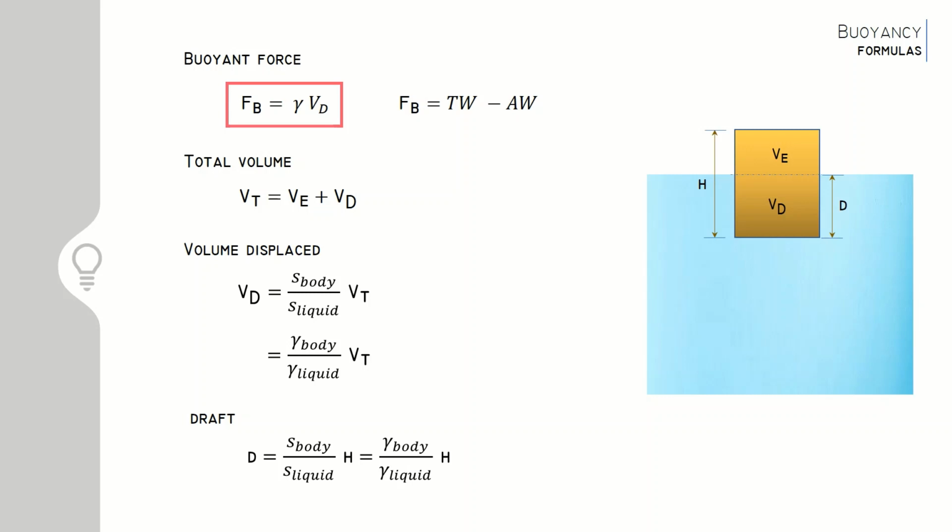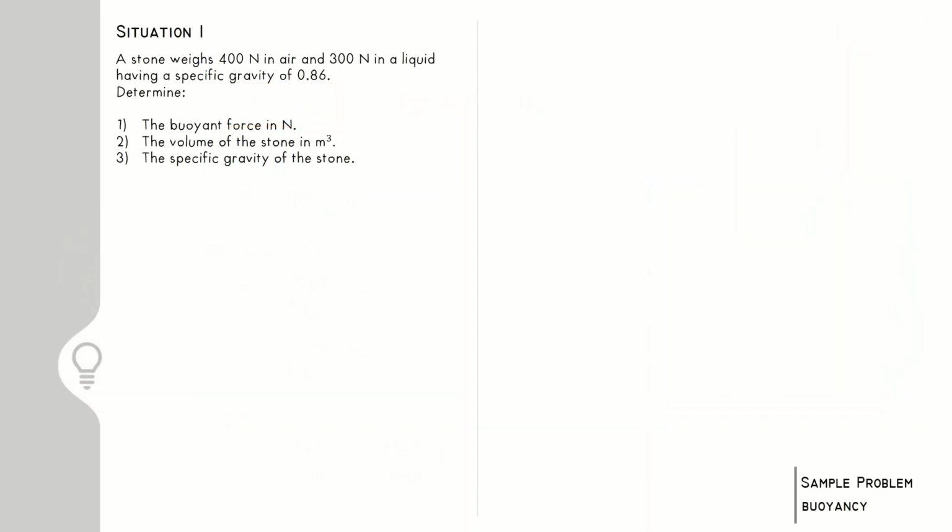And lastly, the draft. Draft is just the height of the displaced body. And this is the formula for the draft. Now that we know the important formulas, let's try some examples. We have the first situation here.